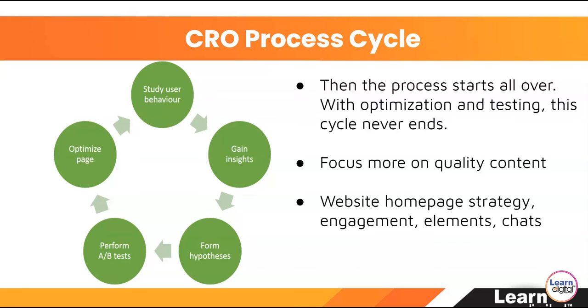So A/B test, always focus on it, whether it could be your campaign or the SEO. Always focus on A/B testing. Then the process starts all over with optimization and testing. This cycle never ends. You focus more on quality content rather than quantity, and you have to focus a lot on your homepage. Okay, website homepage strategy, engagement elements, chats, pop-ups. Yes.